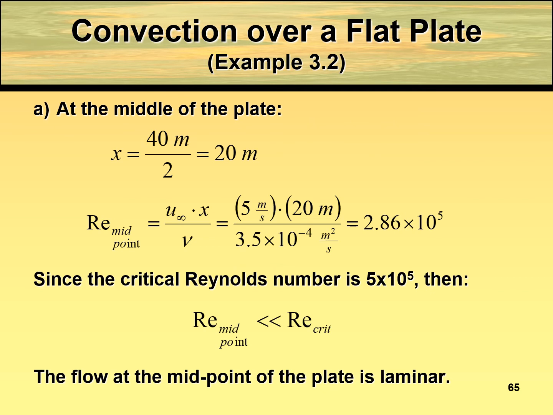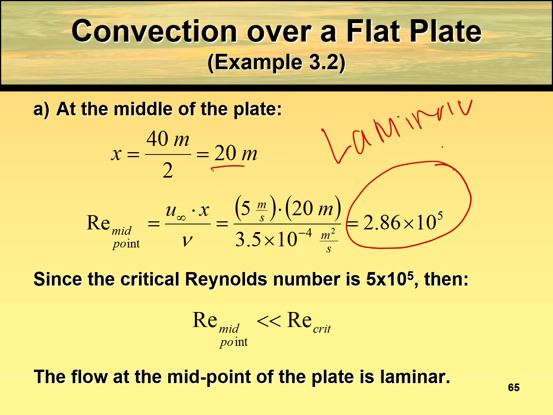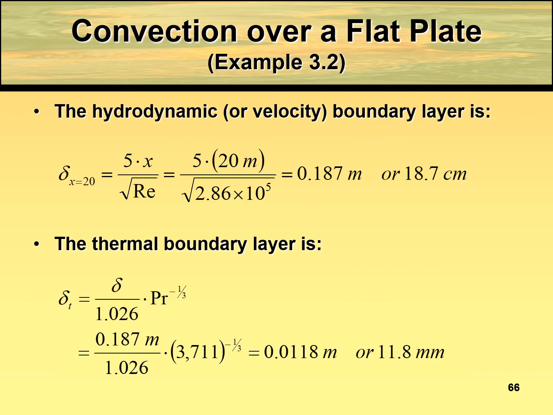So at the middle of the plate, which is 20 meters, you do the calculation for the Reynolds number, which is given here. This is in the laminar flow region, okay, because this is less than 5 times 10 to the power of 5. So you can calculate the velocity boundary layer and as well the thermal boundary layer. Okay.